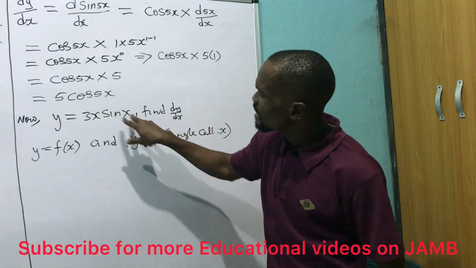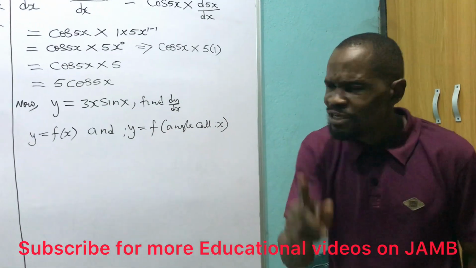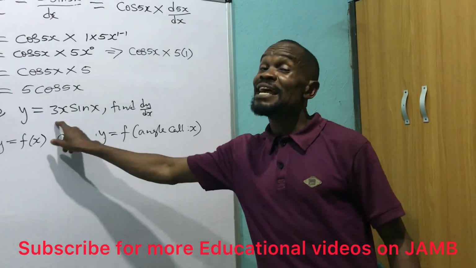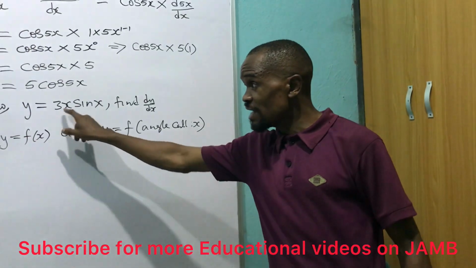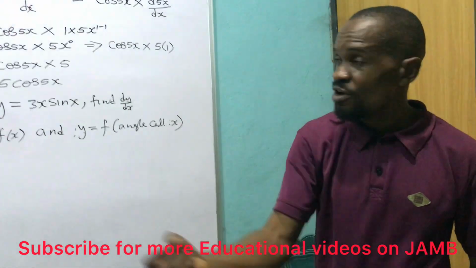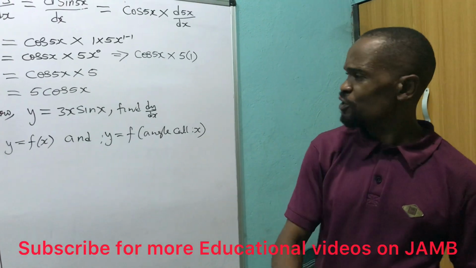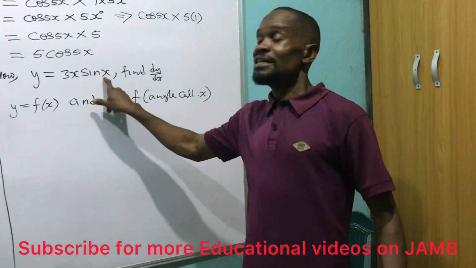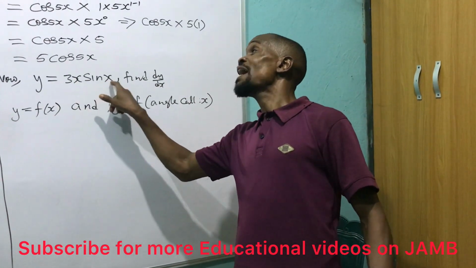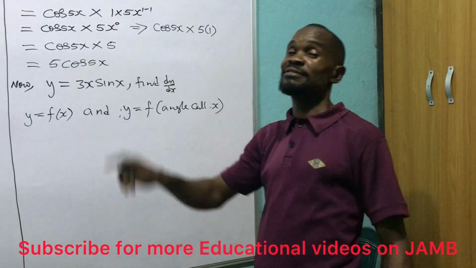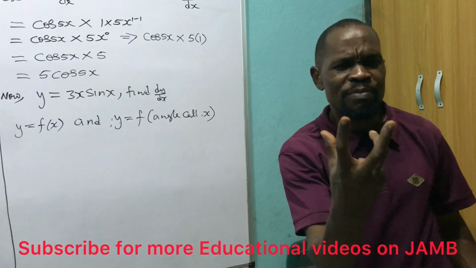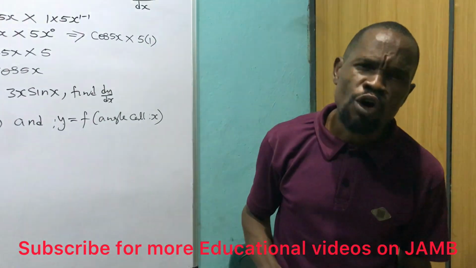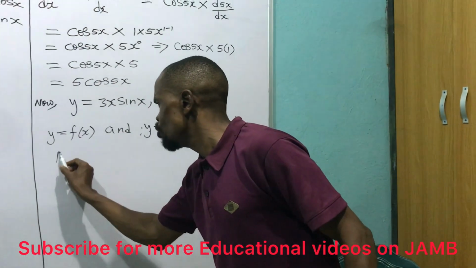These two things y depends on, what are they doing to themselves? They are multiplying themselves. They have explained to you that y depends on 3x, and the same y depends on sine x. That means y depends on 3x and also the angle of sine, which is x. So two things y depends on are multiplying themselves. Since they are multiplying themselves, we will make use of the product rule.